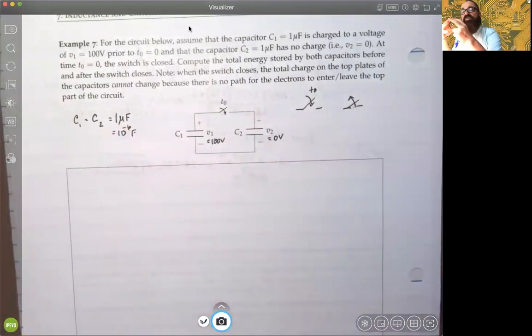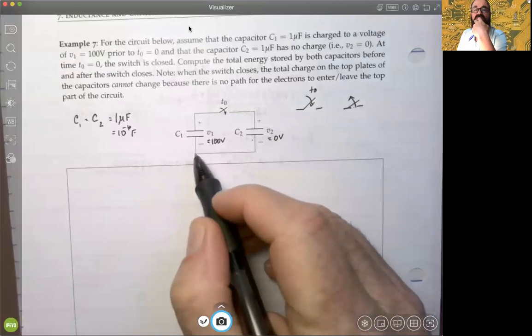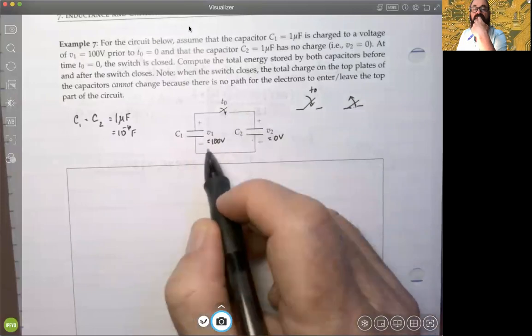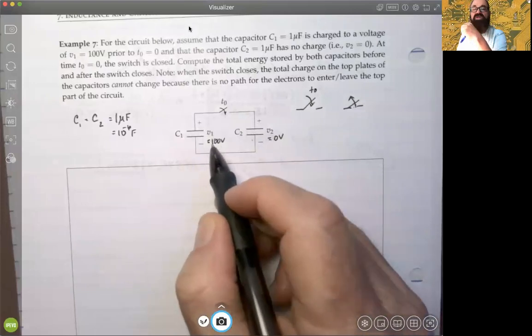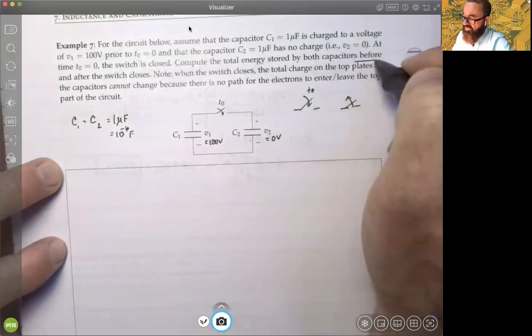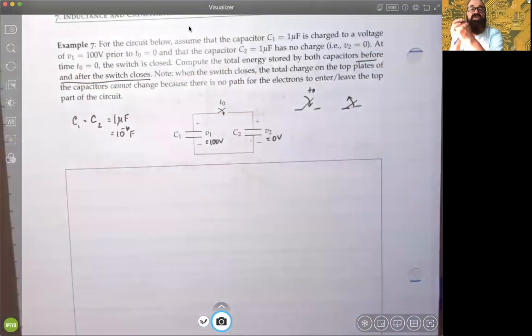The interesting thing here is to keep in mind that in capacitances you can store energy and then they can dissipate it. Remember, it's all about how the voltage changes in your circuit. So there's nothing on this one, and this one has 100 volts. What we're interested in is when the switch is closing and they're now wired up together, and current starts flowing, how much energy gets transferred from one to the other. So the goal is to compute the total energy stored by both capacitors before and after the switch closes.